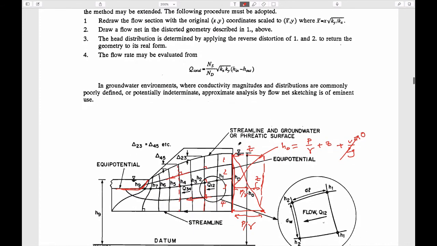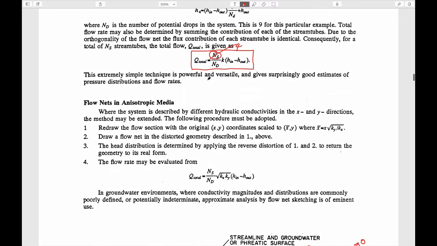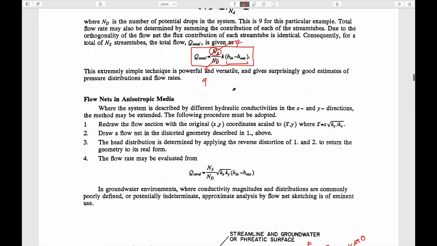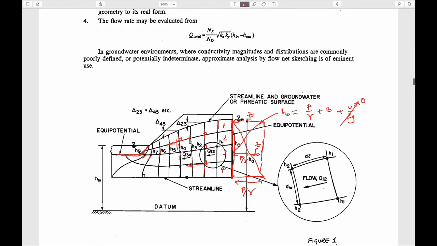Divided by the number of drops. And going from this equipotential here, you go 1 drop, 2 drops, 3 drops, 4 drops, 5, 6, 7, 8, 9. And the difference in heads between upstream and downstream, in this case, would be equal to this height here relative to this height here.